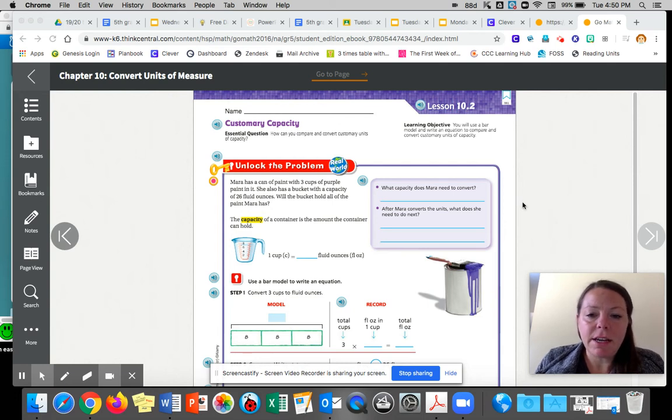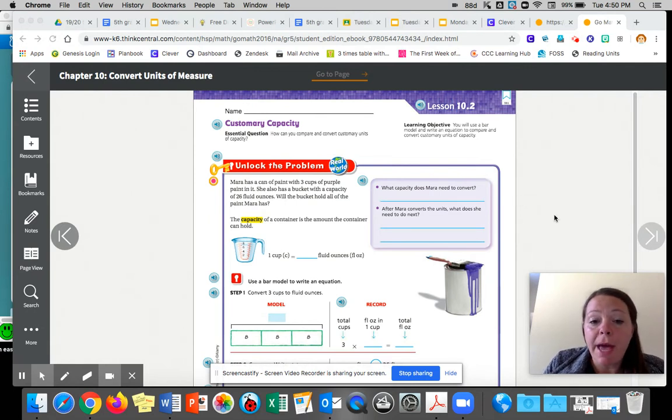Hi guys, today we're going to take a look at lesson 10.2. So we're going to learn how to compare, contrast, and convert customary units of capacity. Remember from your vocabulary activity the other day, the capacity of a container is the amount the container can hold. So how much it can hold, right? The capacity of my seltzer can right here is 12 ounces, 12 fluid ounces.